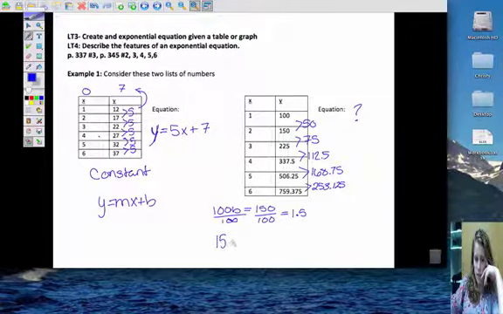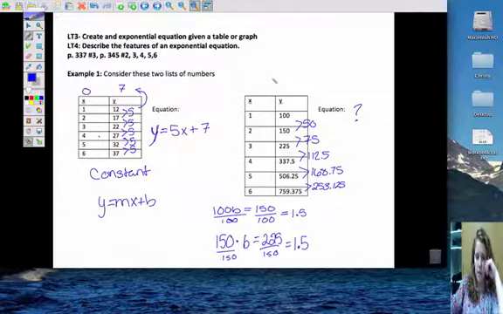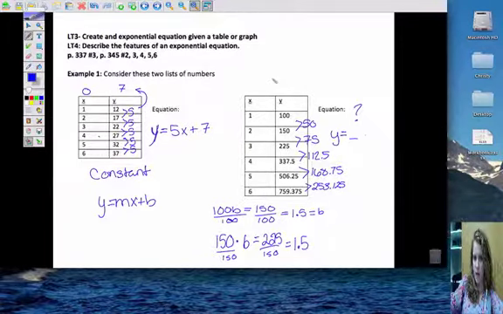And I should be able to look at other examples as well. 150 times this same b is going to equal 225. And if we divide both sides by 150, we end up getting the same multiplier. And that will work with each of these terms. So with any of these rates of change, we can find that our ratio should be 1.5. So b is going to be 1.5 in our equation. Okay, so we're going to have y equals some number, we don't have a yet, times 1.5 to the x power.